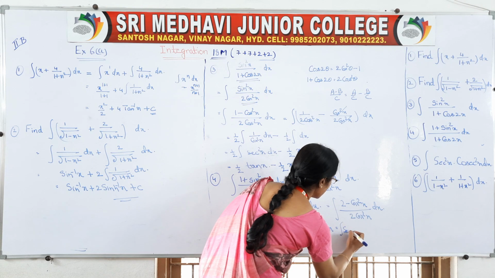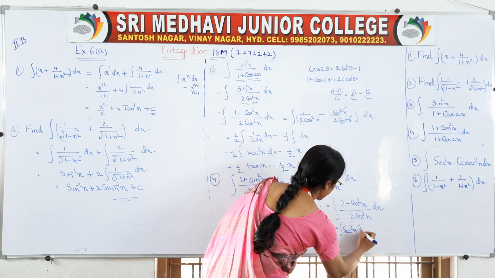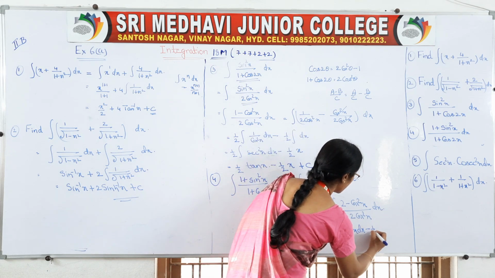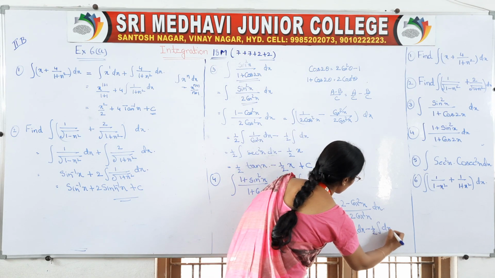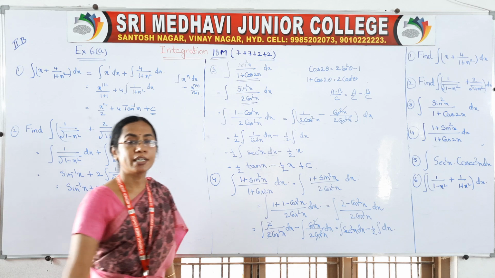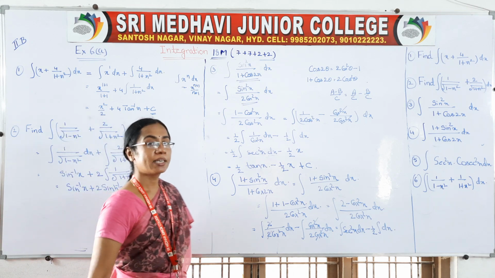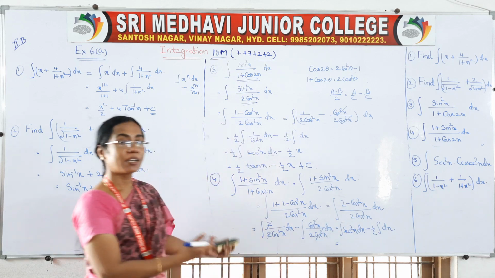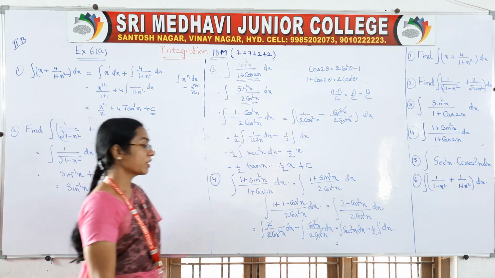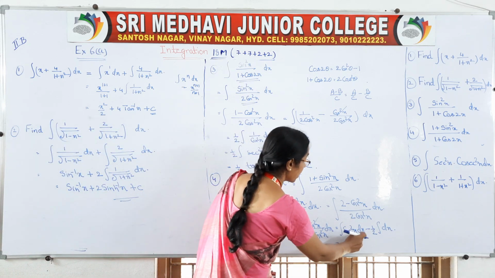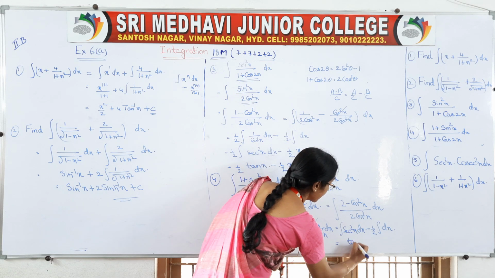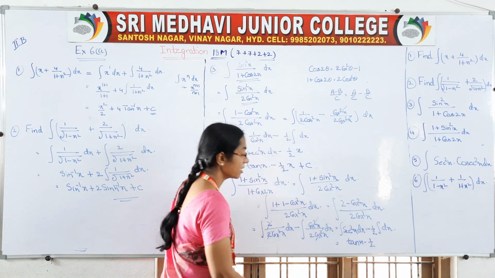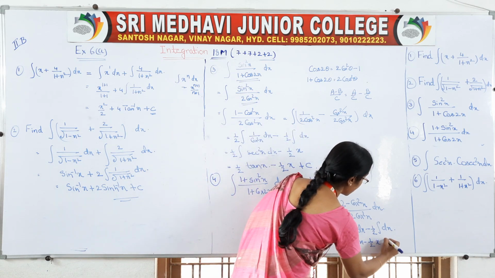So the integral of secant square x dx, minus 1 by 2, which is a number, we will write outside. So the only leftover value is dx. 1 into dx is dx. And see how nicely we got into our normal standard form. So the integral of secant square x dx is nothing but tan x, minus 1 by 2 times the integral of dx, which is x.